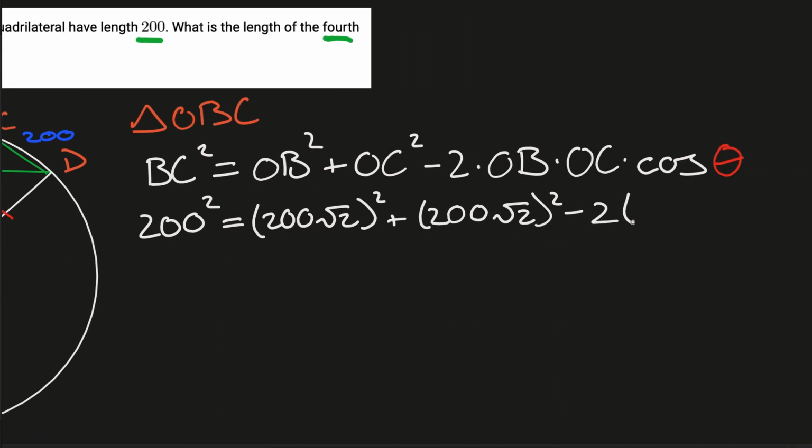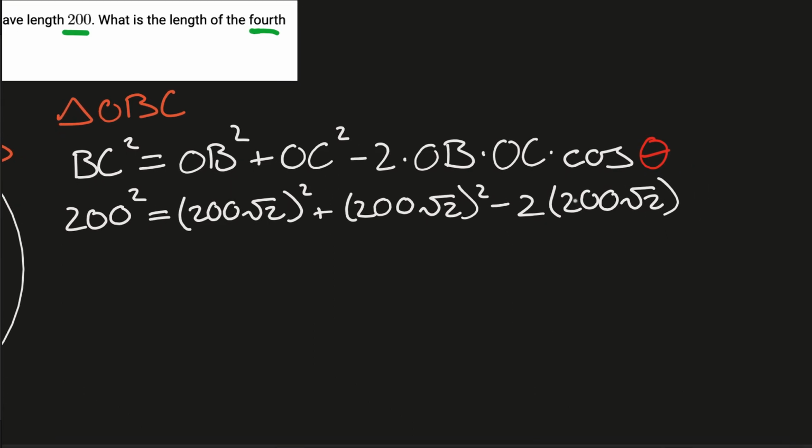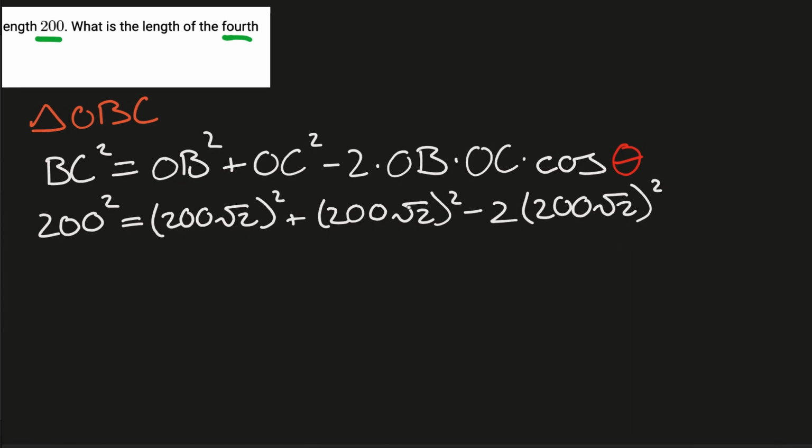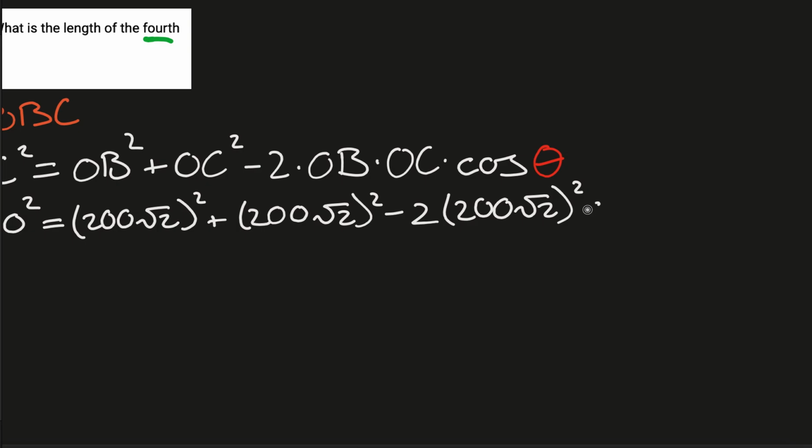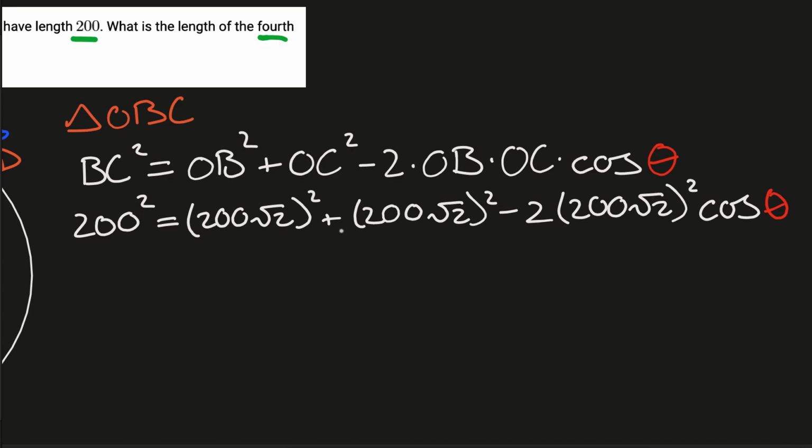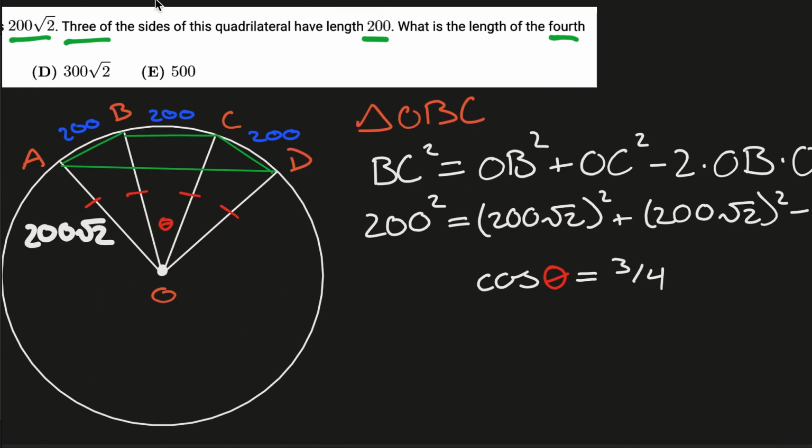Minus 2 times, so notice what I'm going to do here. We could write times 200 square root of 2 times 200 square root of 2, but I'm going to write it as a squared term, just to save time, times cosine of that angle, which we still don't know. And I want to solve for that cosine. Just to save time, after much simplification, we're going to get cosine theta equals 3/4.